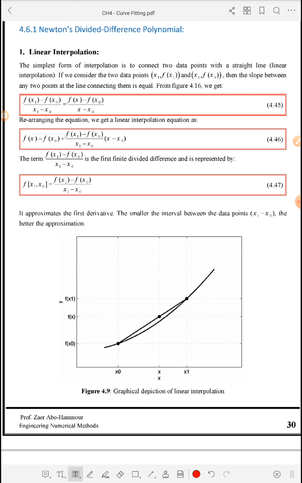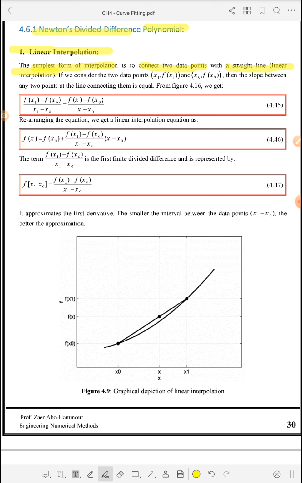So now we will cover the first method of generating the polynomials. This first method is called Newton divided difference interpolating polynomial. Newton divided differences. And in order to understand it, we will start with a very simple case, which is the linear interpolation. As I said, linear interpolation, which is the simplest form of interpolation, connects two data points with a straight line.